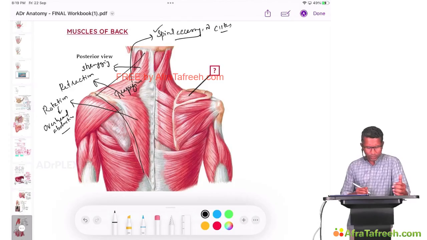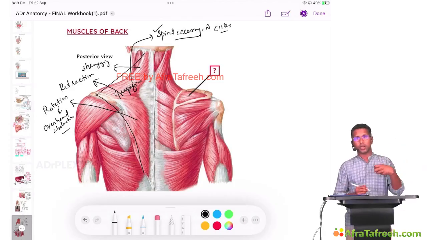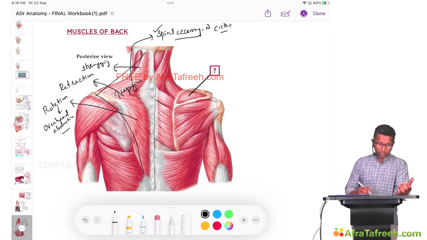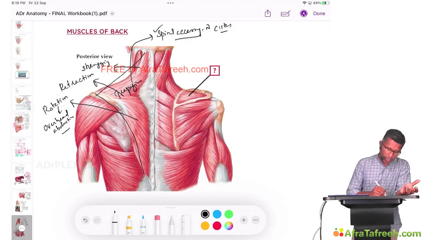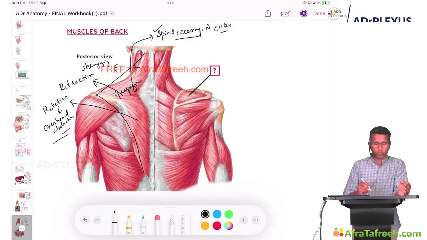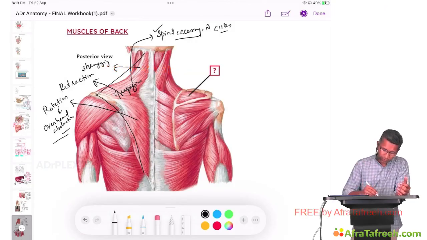Okay. So trapezius has got 3 sets of fibers. The upper fibers help in shrugging or elevation of the scapula. Middle fibers cause retraction of the scapula, and the lower fibers cause overhead abduction of the scapula. Okay, fine. And when you reflect the trapezius, you can see the next layer of muscles.